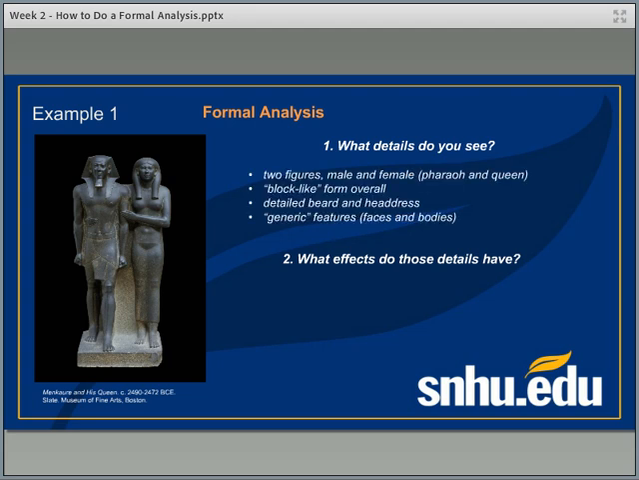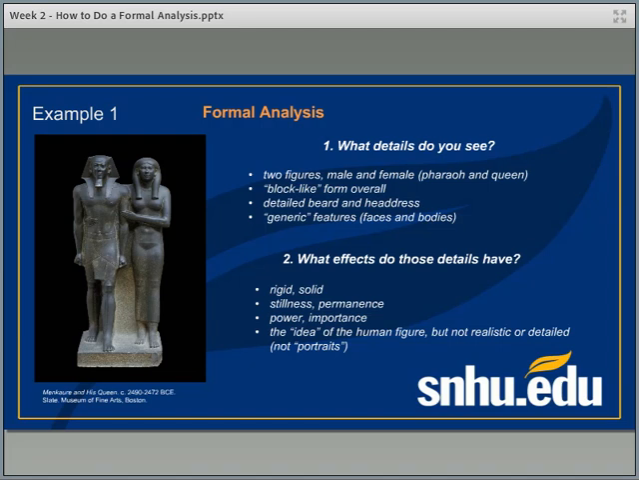So some of those formal qualities we might notice. Figures here, male and female, a pharaoh and a queen in this ancient Egyptian sculpture. Overall, the composition and the structure of it is very block-like. It's not very fluid. The figures aren't moving in kind of long, exaggerated, or extended motion. We do have some detail in the beard and the headdress of the individuals, but the features and the faces are rather generic. We get the impression of a face. We get the impression of what makes the figure on the left male and what makes the figure on the right female, but they're not necessarily detailed.